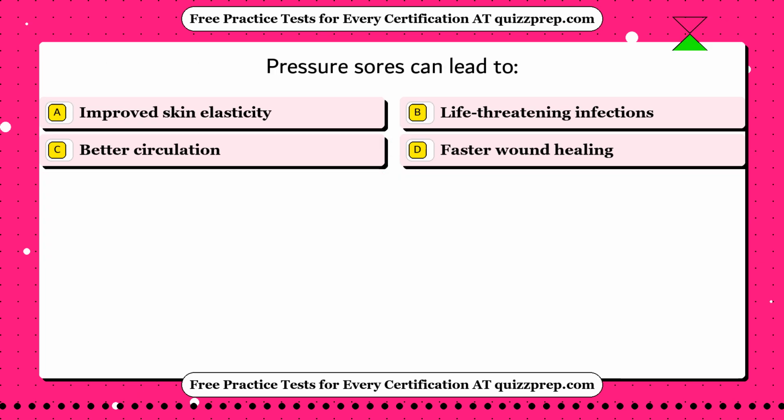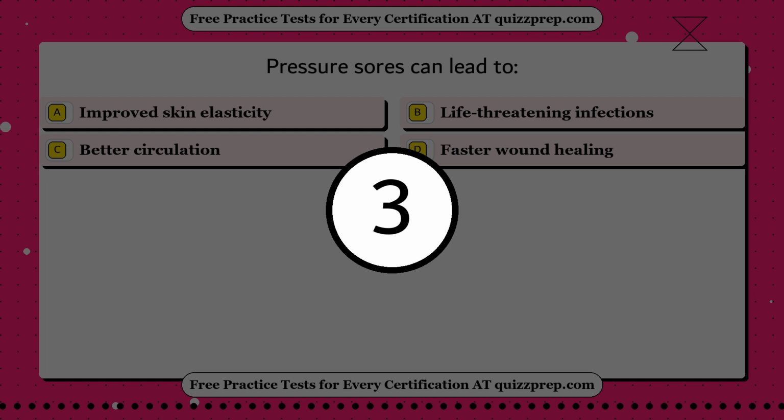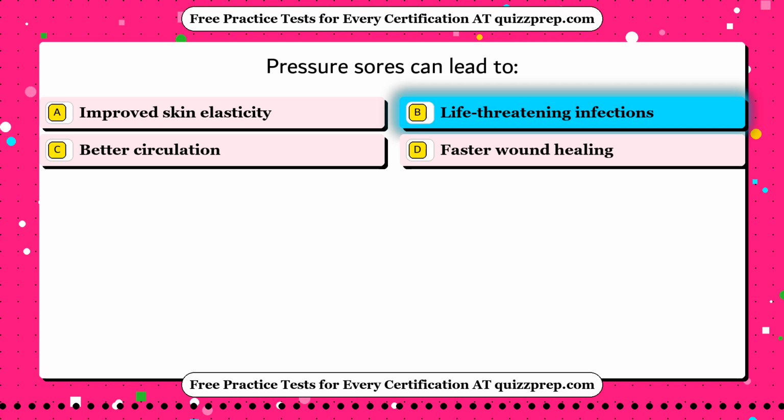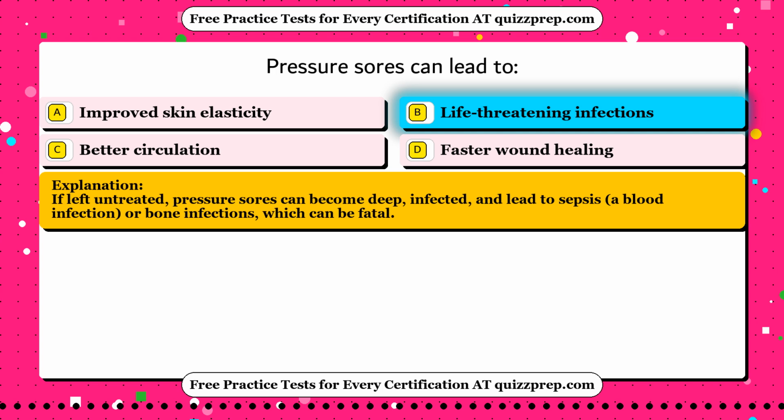Question 66. Pressure sores can lead to: Option A. Improved skin elasticity. Option B. Life-threatening infections. Option C. Better circulation. Option D. Faster wound healing. The correct answer is option B. Life-threatening infections. If left untreated, pressure sores can become deep, infected, and lead to sepsis, a blood infection, or bone infections, which can be fatal.